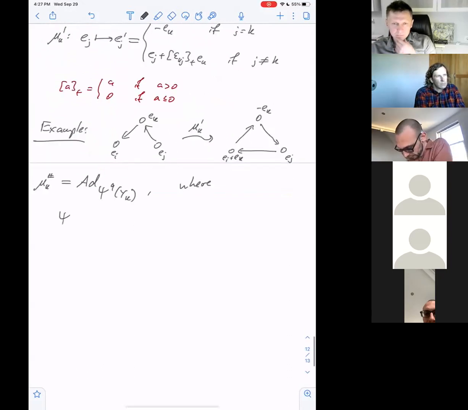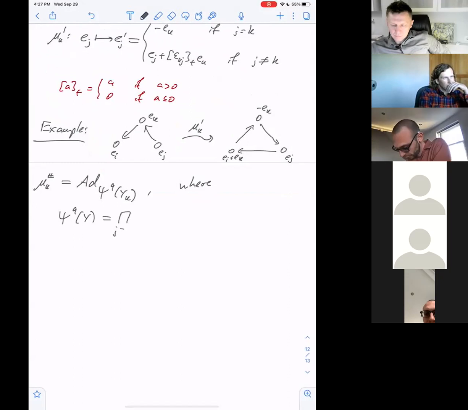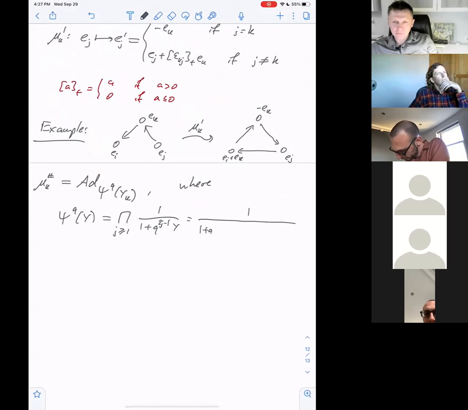So where this psi q of y is the following expression. It's an infinite product, j greater or equal than 1 over 1 plus q to the power 2j minus 1 y. So let me spell it out. It's 1 plus qy, 1 plus q cubed y, 1 plus q to the 5th y, and so on and so forth. And this is what people call quantum dilogarithm.